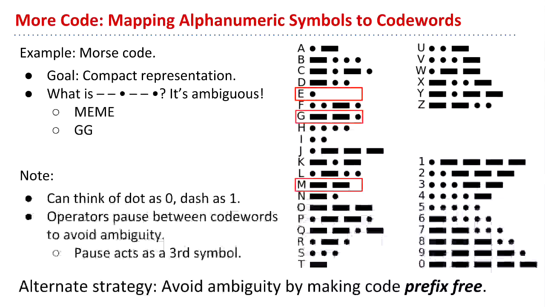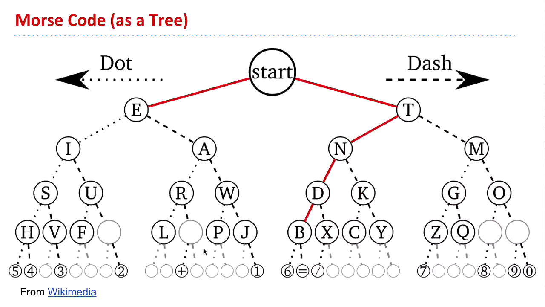But there's an alternate strategy. Instead of having pauses, instead of having a third symbol, or third type of digit, I guess the word symbol here is kind of confusing. But instead of having a third alternative to 0 and 1, we can use something called a prefix-free code. So we'll avoid ambiguity.